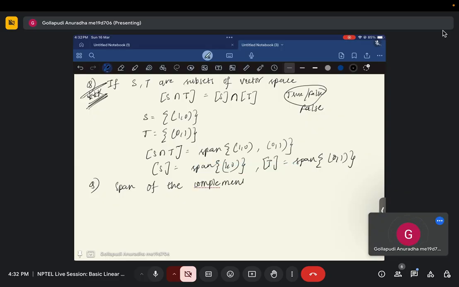Okay. Span of the complement is equal to the complement of the span. So true or false?